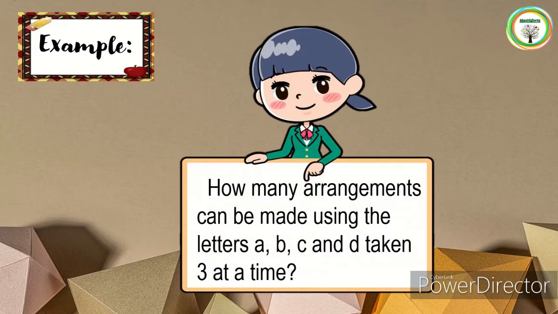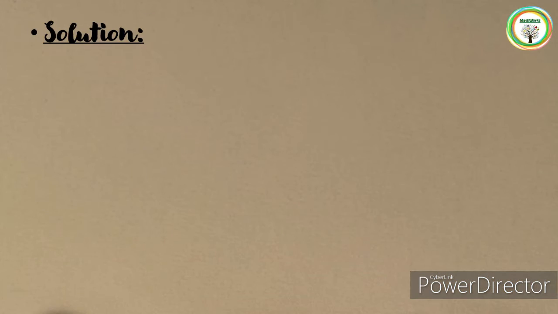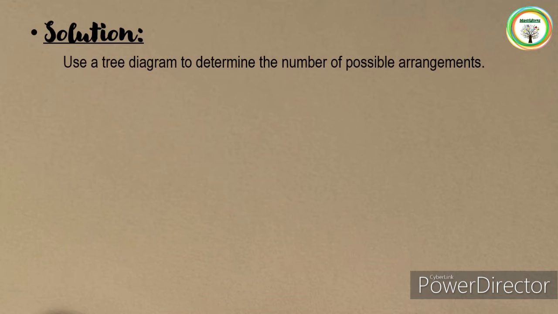Example, how many arrangements can be made using letters A, B, C, and D taken 3 at a time? Okay, so in this example, we are going to arrange 3 letters, but our choices are 4, which are A, B, C, and D. Okay, so let us try. For our solution, we are going to use a tree diagram to determine the number of possible arrangements.